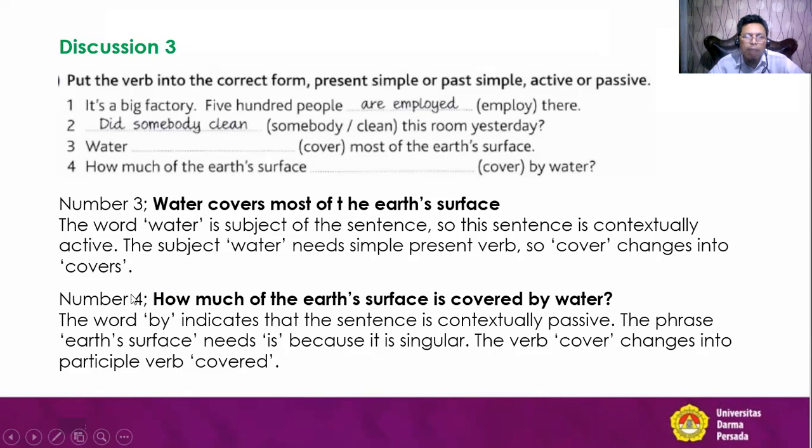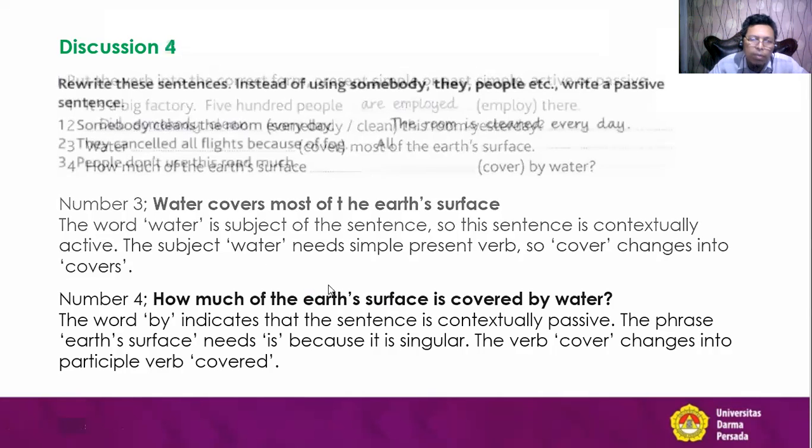Next, number 4. How much of the Earth's surface is covered by water? Everybody, see, we have a combination of is and then cover. Why? Because we have by. So the word by indicates that the sentence is contextually passive. The phrase the Earth's surface needs is because it is singular. The verb cover changes into participle verb covered. Okay, I think that's it for discussion 3.